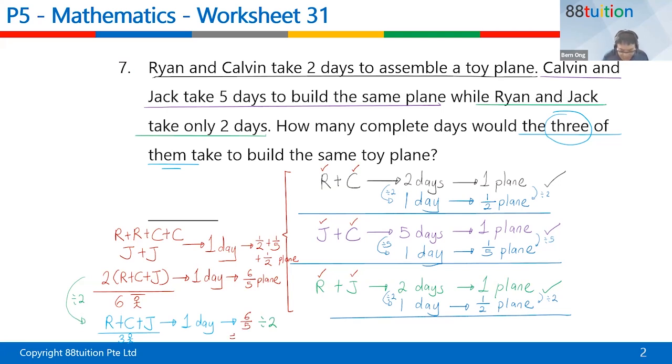So press your calculator. What is 6/5 divided by 2? That's actually 3/5. That's only 3/5 of the plane. So what is the story here? The story is if you only got 1 set of Ryan, Kelvin, and Jack, in one day you can only complete 3/5 of the plane. But if you got 2 sets, you can add everybody, plus the evil twin also.